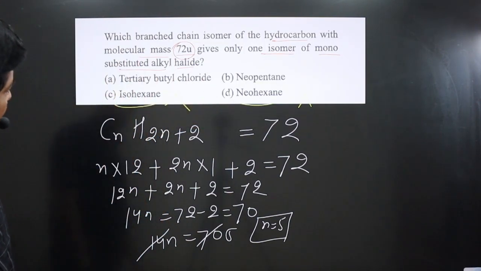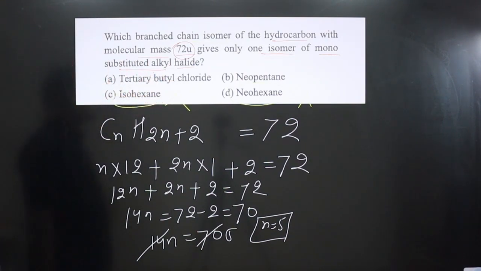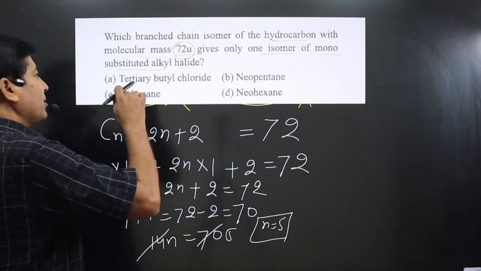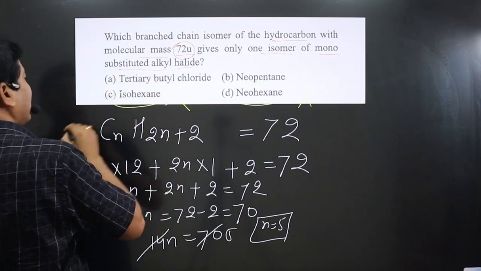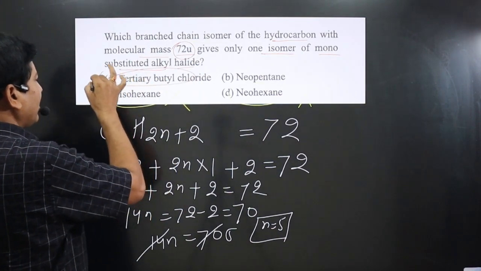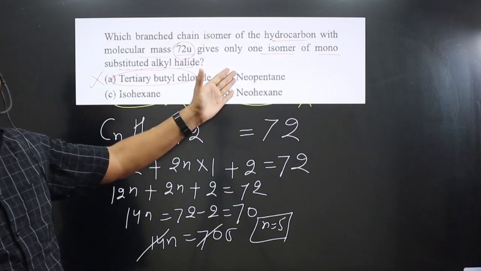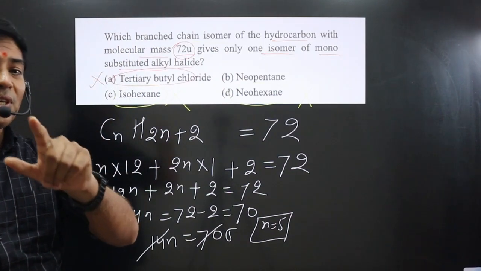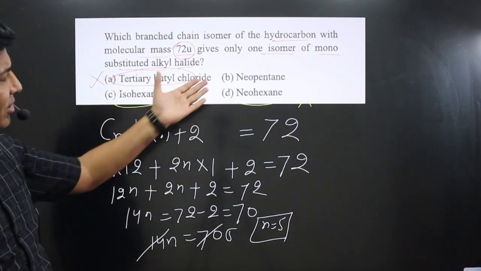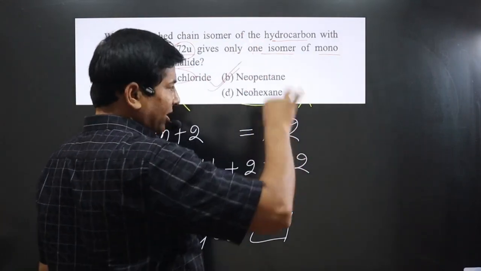We eliminated 2 options. Tertiary butyl chloride has how many carbons? 4 carbons are there, so I eliminate this option also. Neopentane: how many carbons are there? 5 carbons. We got only one option in which 5 carbons are present, so obviously that option is going to be the correct option. Now we can complete this reaction.